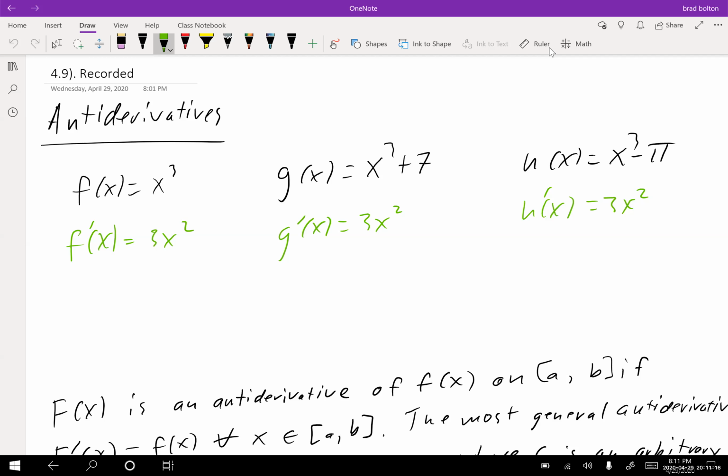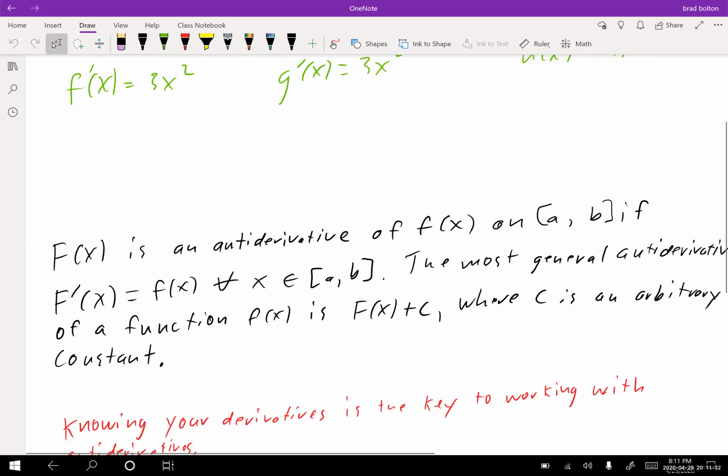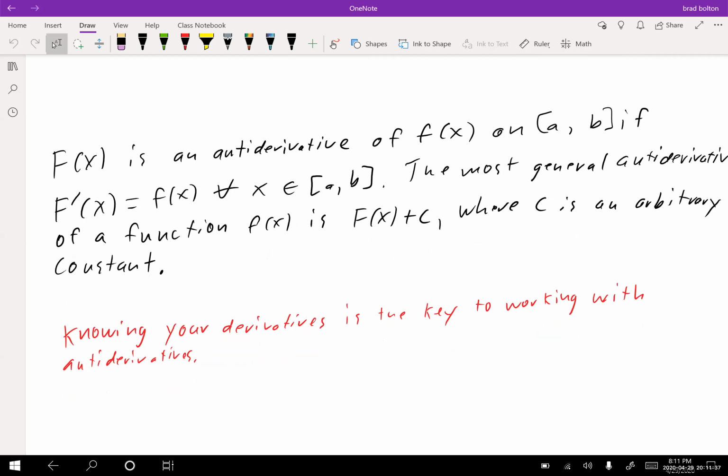Now, here's the thing. What the antiderivative does is it says what would happen if you undid what the derivative did. And that's not the only thing. There's more to it than that, but that's just the beginning idea behind it. So here's a more precise definition of the antiderivative. It says big F of x is an antiderivative of f of x on a closed interval a to b if big F prime of x equals f of x for all x in the interval a to b.